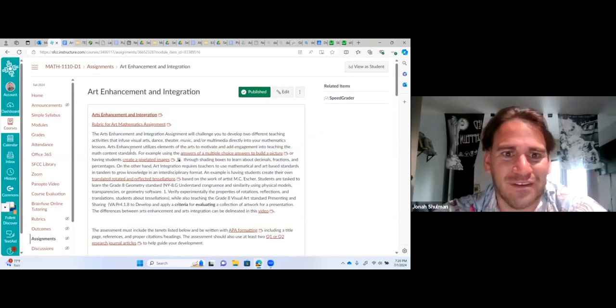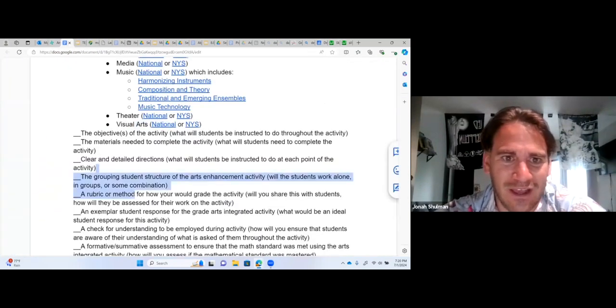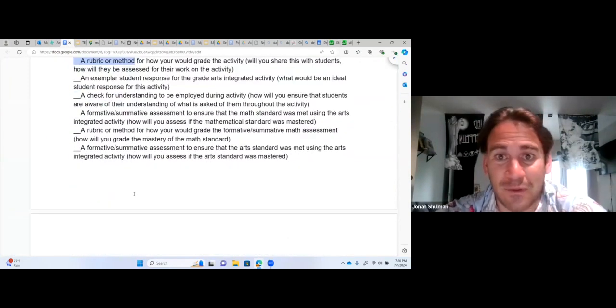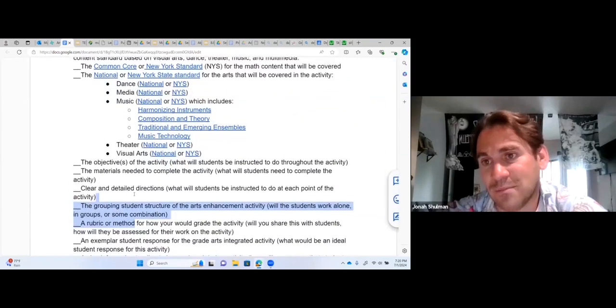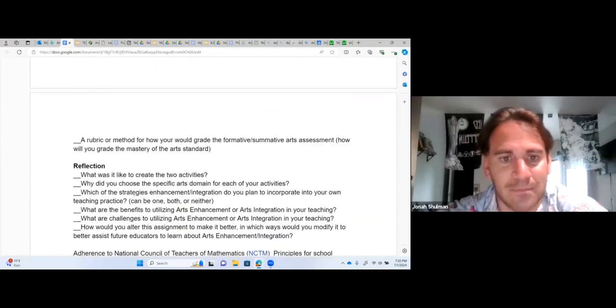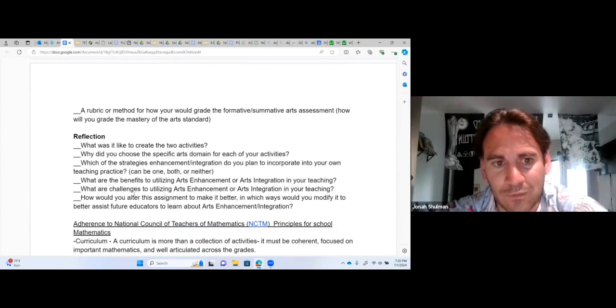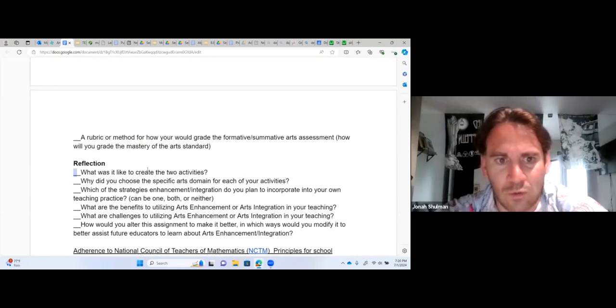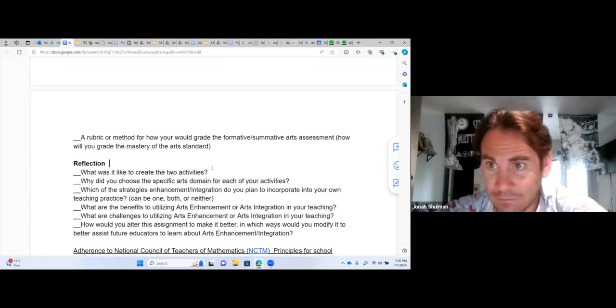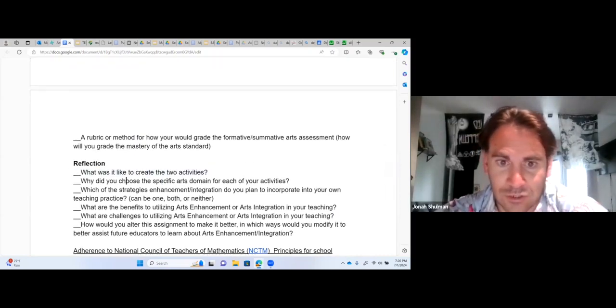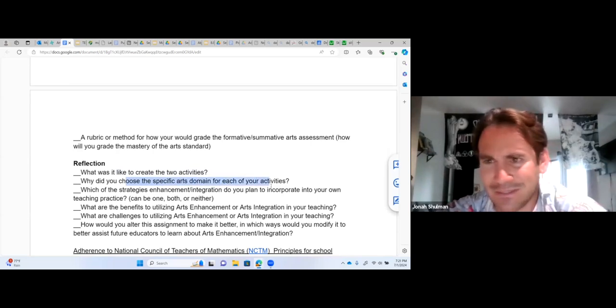Feel free to have fun with it. But there has to be an art standard as well as a math standard that you're teaching at the same time. The most important part for me is the reflection. So what was it like to create the two activities? Tell me how it was for you. Why did you choose a specific art domain for each of your activities? Do you like to do visual arts?